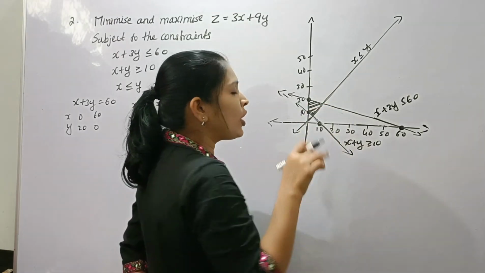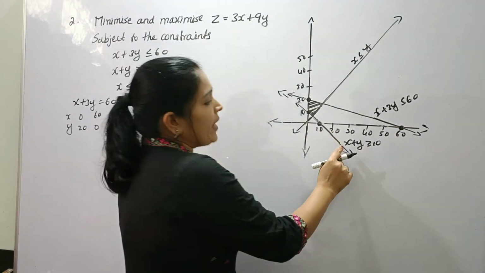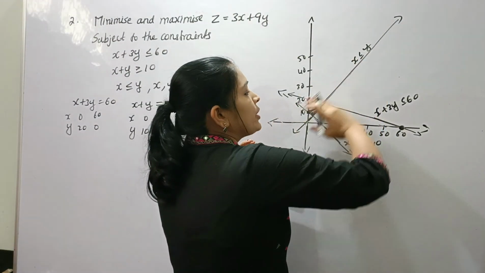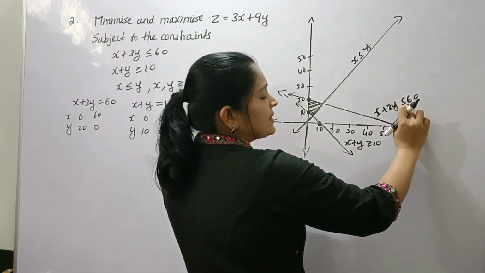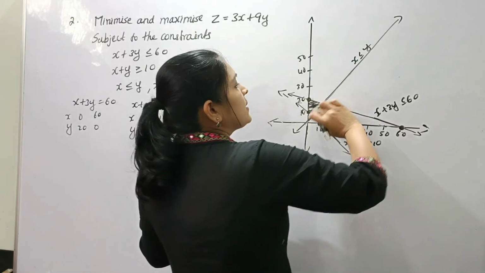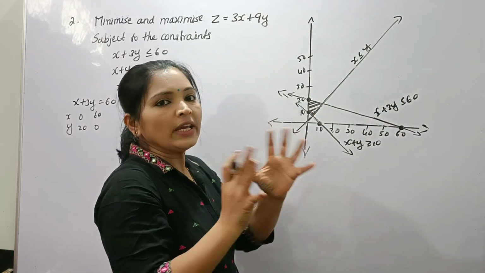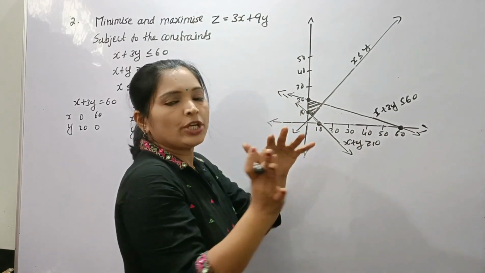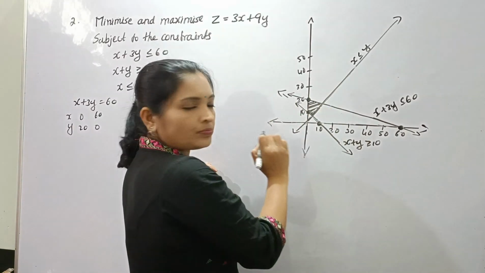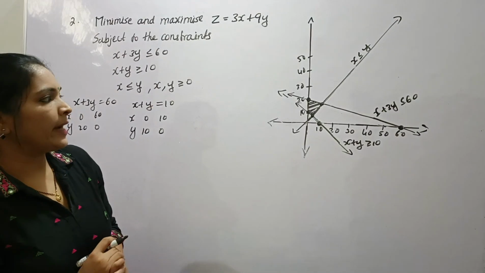If you are confused, you just shade the region for each constraint. See here, x plus y greater than or equal to 10, this side, that is the region outside of this line, and x plus 3y less than or equal to 60, the region towards the origin. And the line x less than or equal to y means y greater than or equal to x. That means here y is greater, so the region is towards the y axis. So the common region is this one. How many corner points? 4 corner points, right?